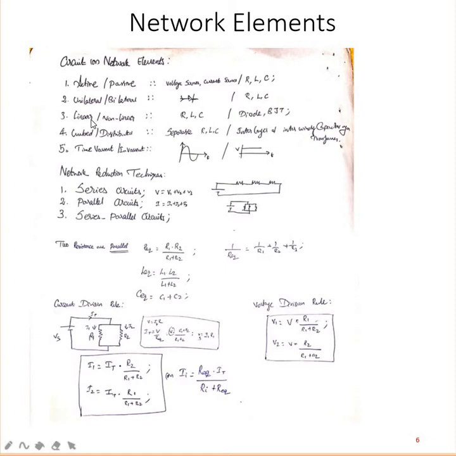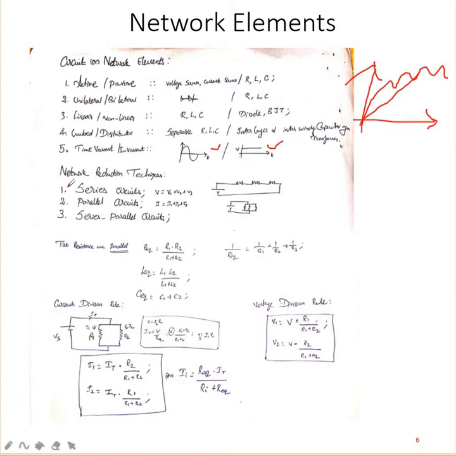Then, what is a linear circuit? Voltage with respect to time increases linearly. That is called a linear circuit. A non-linear circuit means it goes through variations, ups and downs. Then lumped circuit, RLC; distributed circuit, like a distributed transformer; time variant, AC; time invariant, DC. So this is about the network elements.